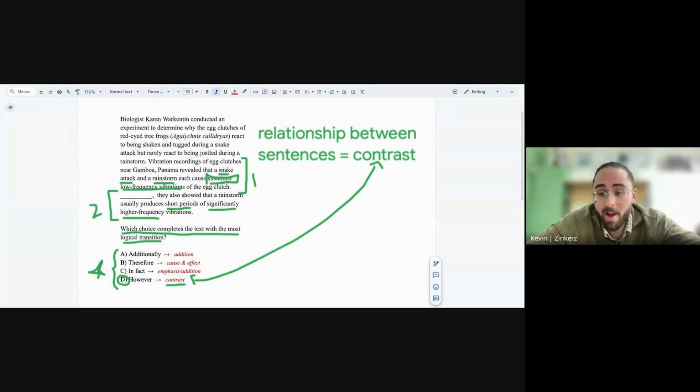So to recap, when you're dealing with transitions questions, hone in on the first and second sentence, the complete one followed by the one with the blank. Consider what the relationship is between those sentences. Once you know that, pick the transition word that goes along with that relationship.